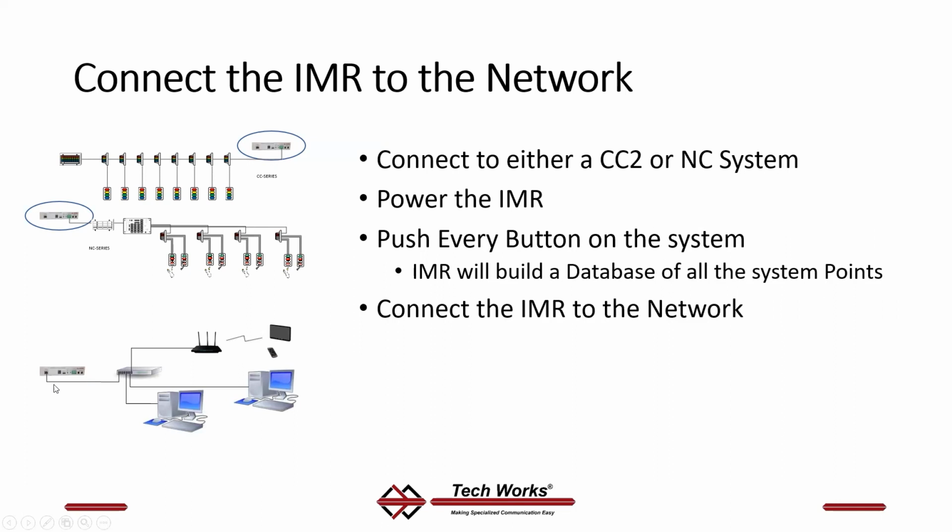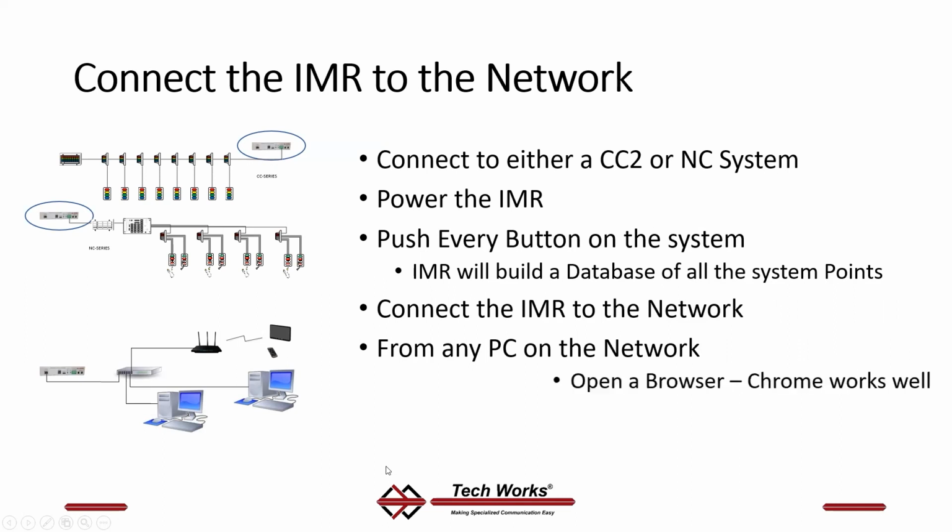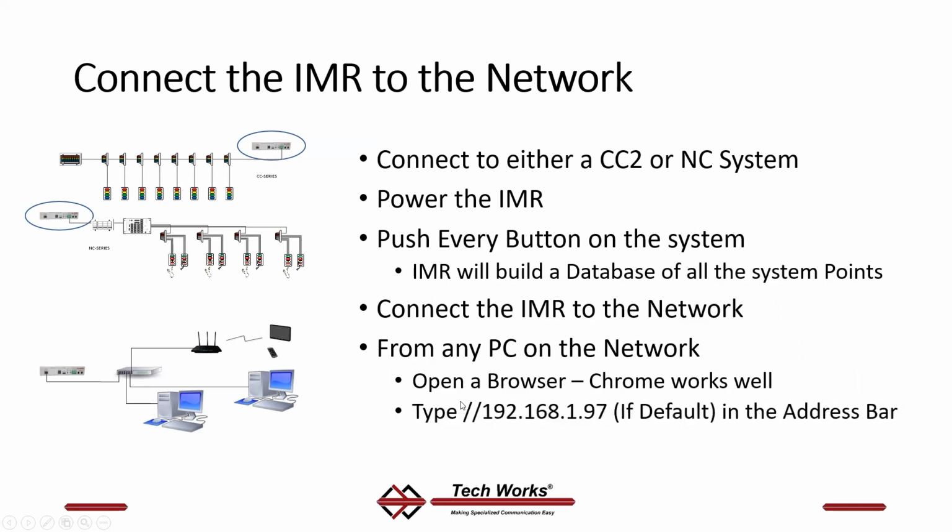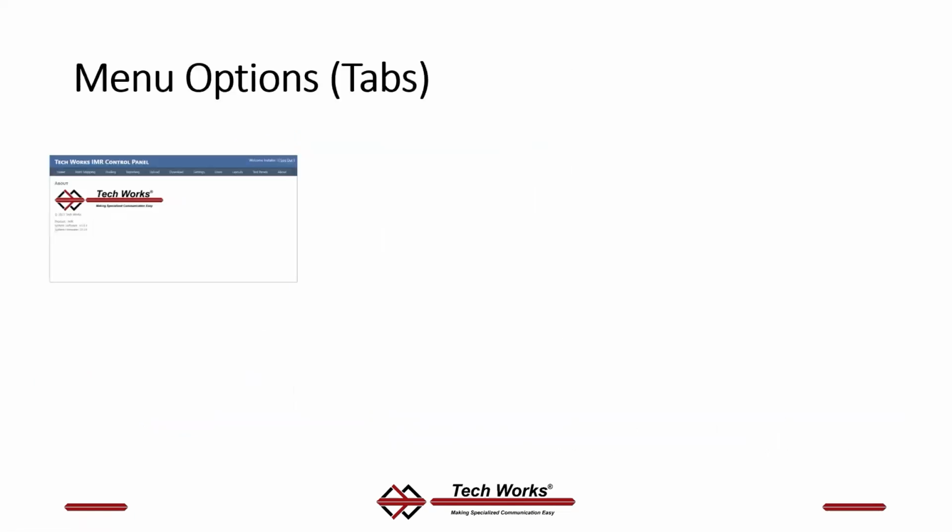Then you connect your IMR with a Cat6 patch cable to your switch or router. And then from any PC in the network, you can access that IMR and do the rest of your programming. All you have to do is open a browser. Chrome works extremely well. It's simple. You type 192.168. Whatever you put in there in the address bar, and the login screen should appear, just like when you had a monitor plugged directly into the IMR. Your About screen should appear, and again, up across the top is your menu. Let's go through the menu.